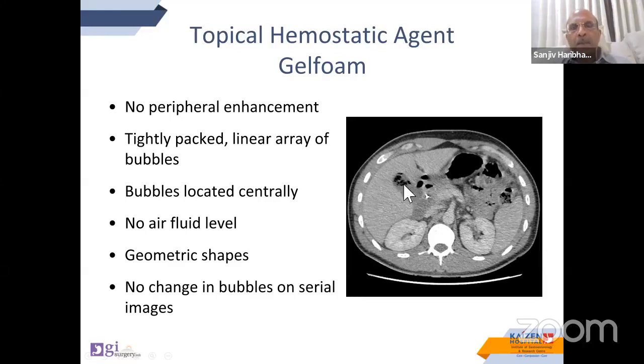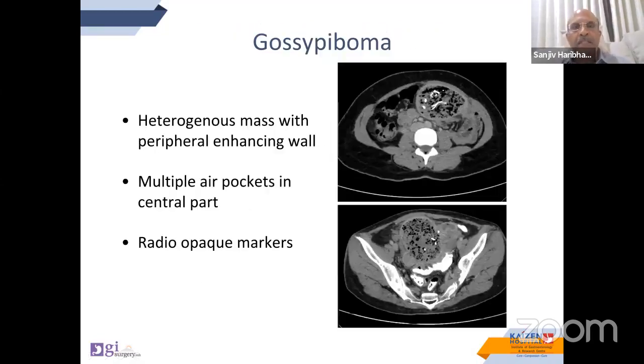Now, sometimes topical hemostatic agents are used, say here, after cholecystectomy. How to differentiate this from a collection? There is no peripheral enhancement here. It is a tightly packed linear array of bubbles which are located centrally, and there are no air fluid levels. This consists of more geometric shapes, and there is no change in bubble size on serial imaging. And this shows that this is a topical hemostat.